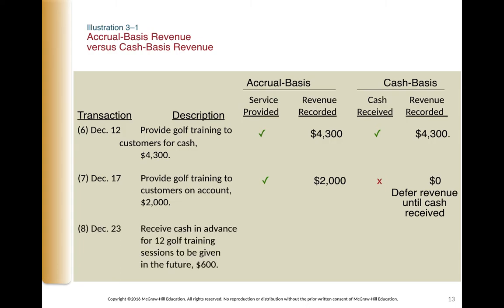What if we receive cash in advance for 12 golf training sessions to be given in the future? $600. So they've paid us up front, like we talked about. We are not going to recognize the revenue under the accrual basis until we provide the service. But under cash basis, we record all $600 in advance.